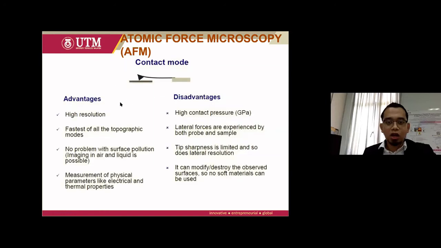These are the advantages and disadvantages of the contact mode. Take note that the contact mode is going to give you high resolution, but it's also giving you a higher pressure. In the end, your topography is going to be obtained faster, but it also has the tendency to modify or destroy your surfaces. So it's a no-no for a sample that is really soft or fragile.